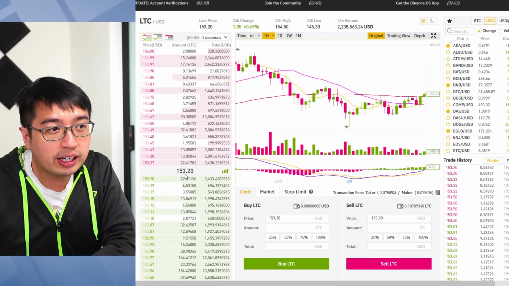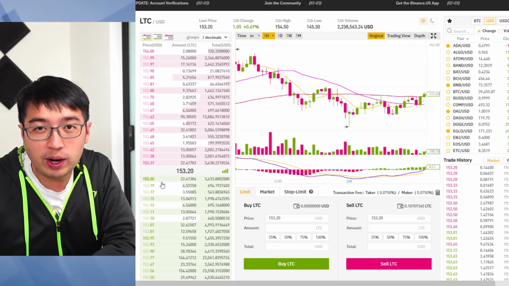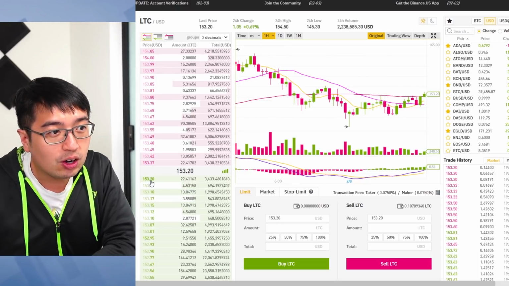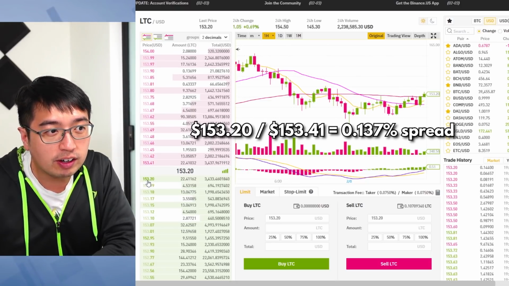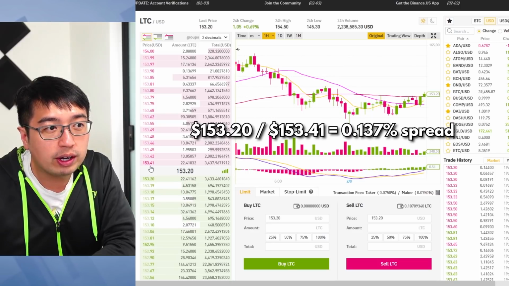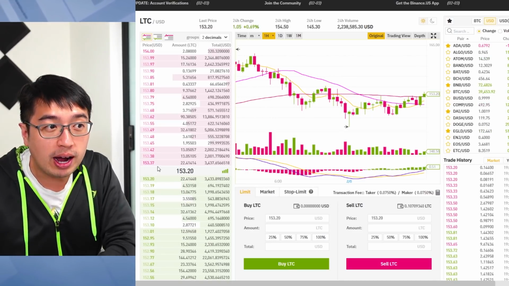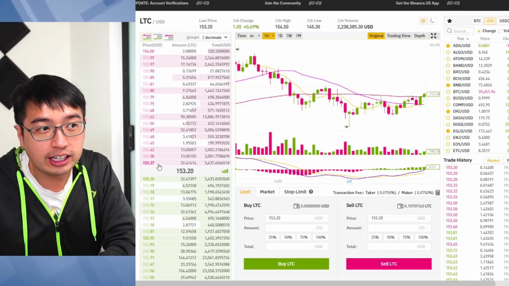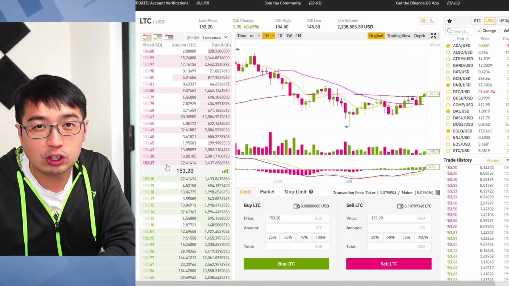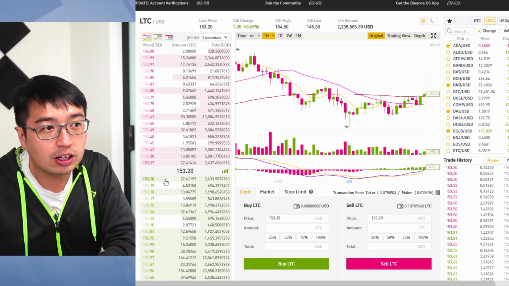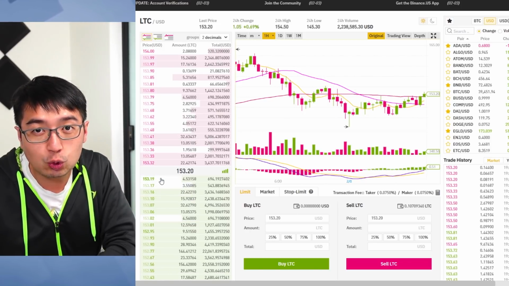Right now, this number here, 153.20, is the price of the last sale. Now, we do have a small spread here of 153.20 and 153.41. So if you ever do a market order to buy, you will be buying at the higher number up here, 153.37. If you do a market sell, you'll be selling at the order here of 153.20.